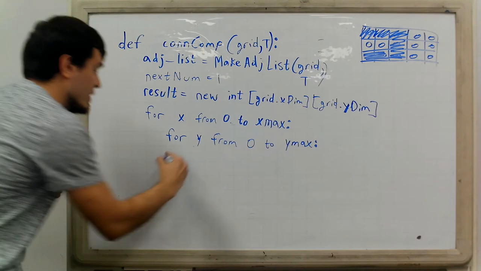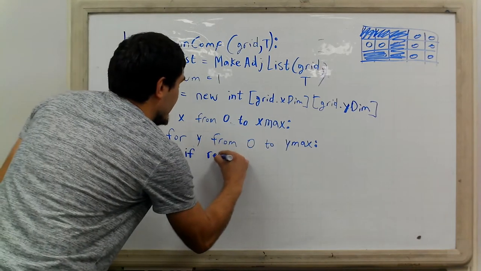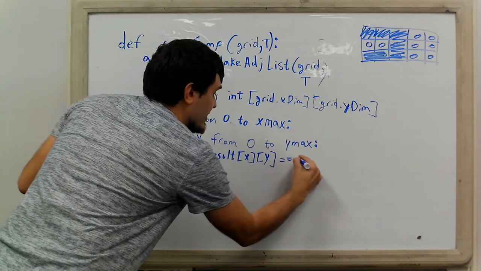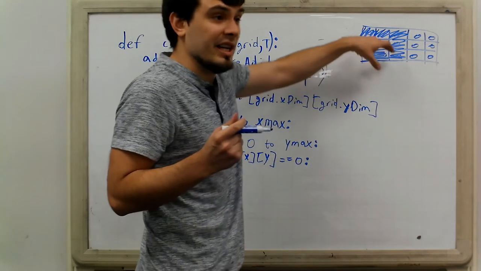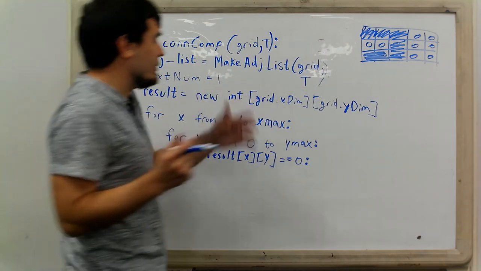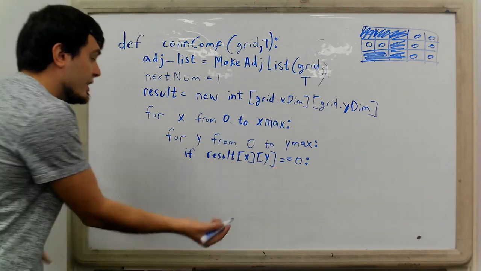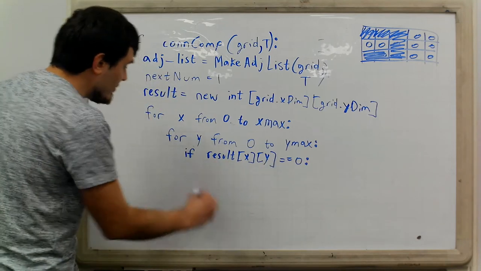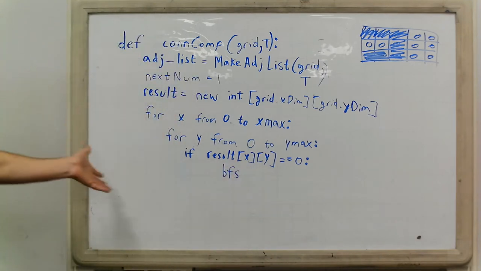So we need to check the condition here, which is just basically if result of xy equals 0. If it's still 0, in other words, if we still don't know what component number it is, the component numbers will be numbered starting at 1. That's why. So, if we don't know what the component number is, then this condition will be true. And then we basically run BFS. And BFS I'm not going to write the pseudocode for, we did that last time.